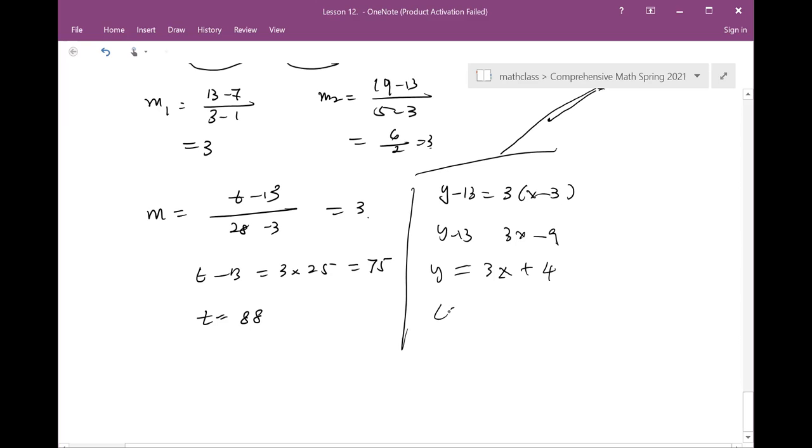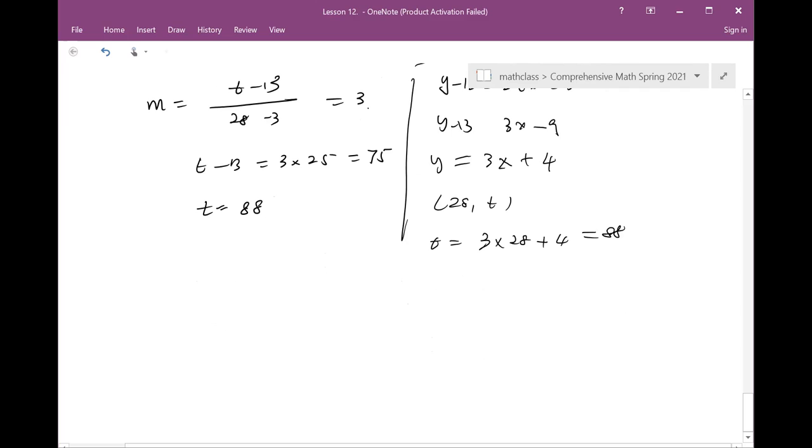So you have the point 28 and t is on the line. So just then you plug the 28 for x, t for y, then you solve for y. 3 times 28 plus 4. So you end up with 88 again. Okay. So you don't use another slope.